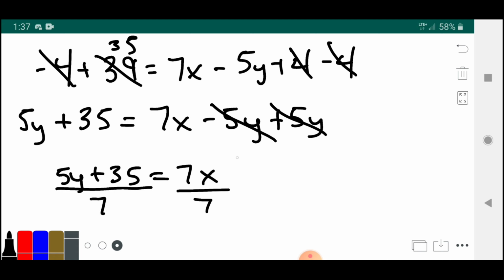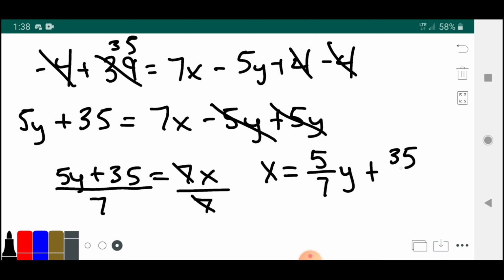On the right-hand side of our equation, this cancels out the 7 and we're left with x. On the left-hand side, we can split it up into 5 over 7y plus 35 divided by 7. 35 divided by 7 is equal to 5, so we can reduce that down. And we're left with x equals 5 over 7y plus 5.